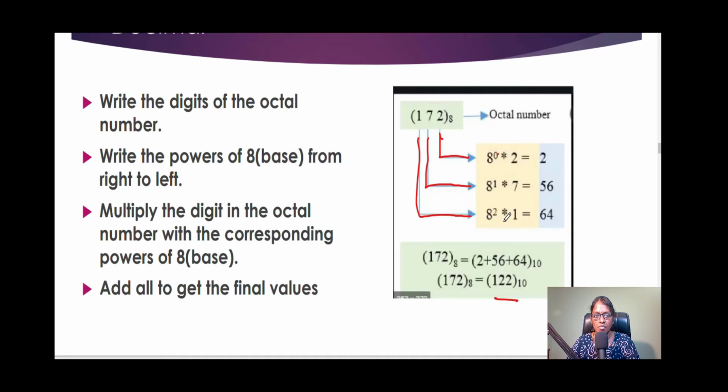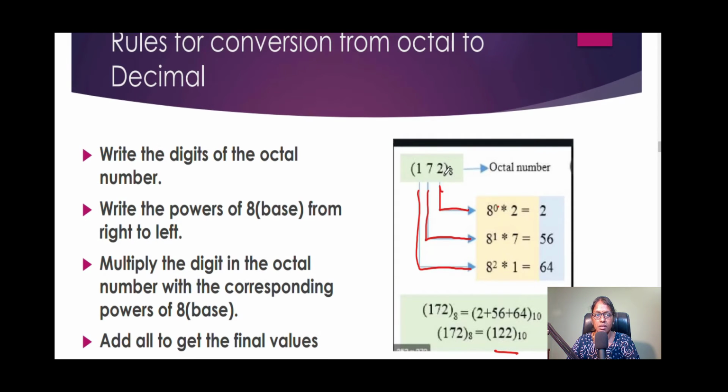Write the digits in the octal number, write the powers of 8 from right to left. We have to write 8 power 0, 8 power 1 and 8 power 2. Multiply each digit by its corresponding power of 8, then add. 8 to the power of 0 is 1, 1 times 2 is 2, 8 times 7 is 56, 8 squared is 64, times 1 is 64. Now add all the values: 122 is the equivalent decimal value for that octal.